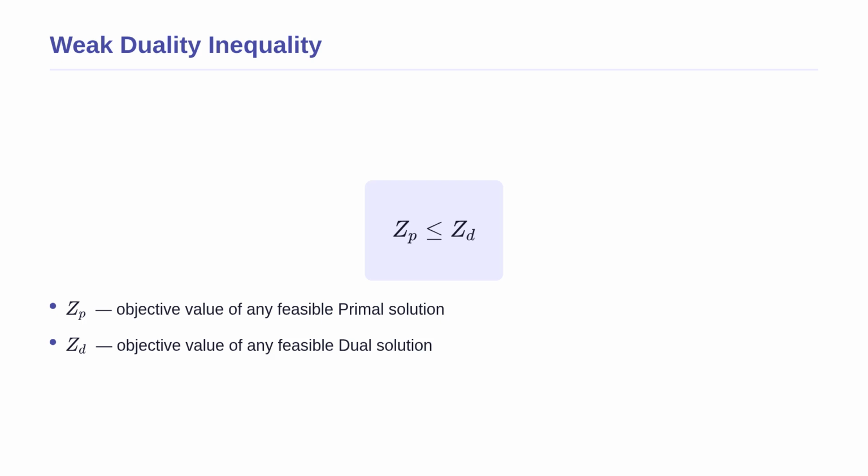This means if you pick random valid numbers for both problems, the dual answer will always sit above or equal to the primal answer. It acts as an upper bound. If the primal profit increases, it will eventually hit this dual cost ceiling, but it can never break through it.